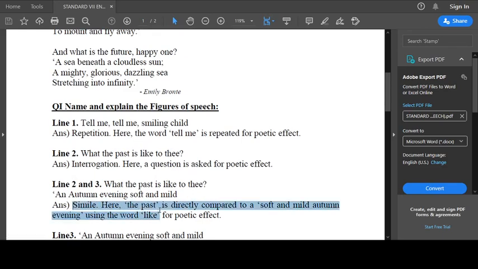Why? Here the past is directly compared to a soft and mild autumn evening using the word like for poetic effect. So you all understood children? So simile is what? When there is a direct comparison between two things using the words like, as and so. So in this statement, past is compared to an autumn evening using the word like. So simile is basically what, children? A direct comparison between two things. So in my statement, it is between the past and the autumn evening. Now we'll see line number 3.